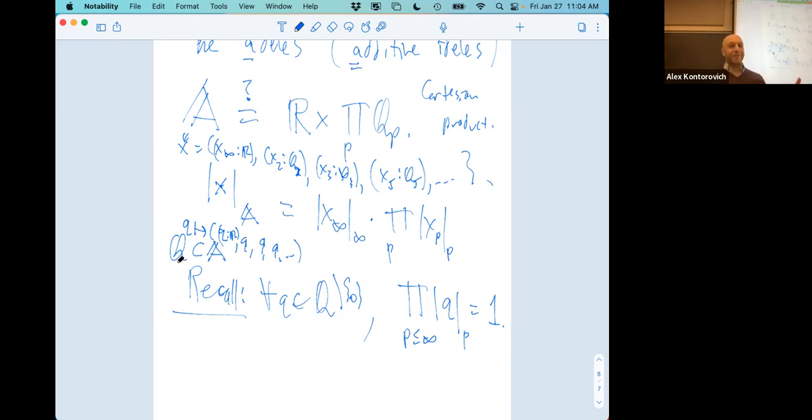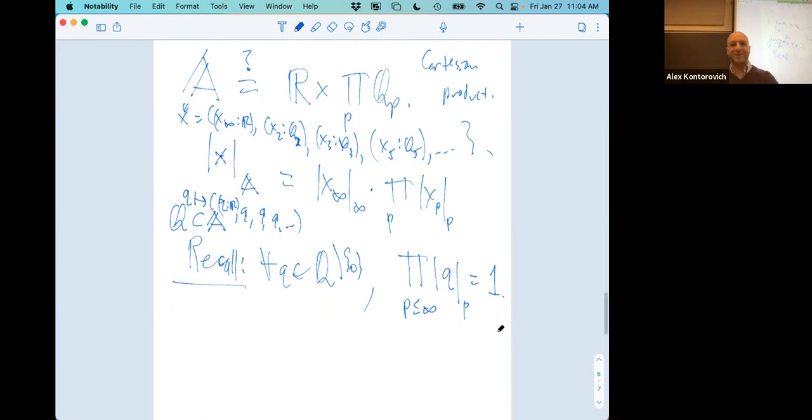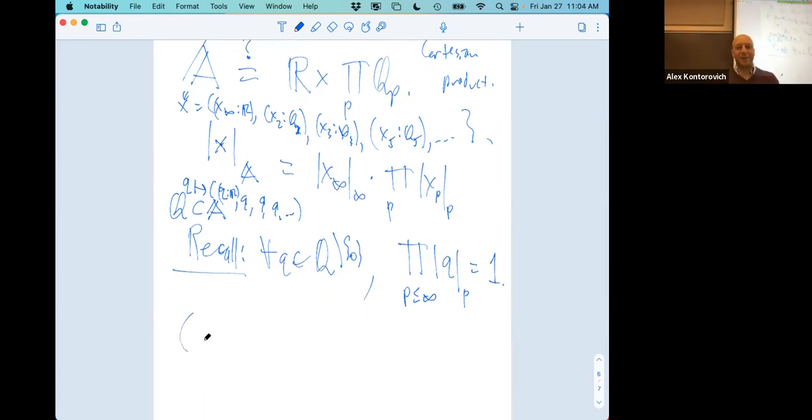Okay. So we have this embedding of the rational numbers into this version of the Adeles. This is a nice norm. All the rational numbers have absolute value 1. Rationals are nice. How about this element? So I'll take 1 in the reals. I'll take a half in Q2. I'll take a third in Q3 and a fifth in Q5 and so on.